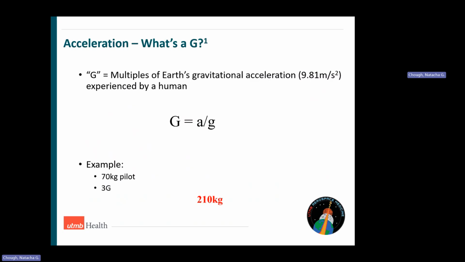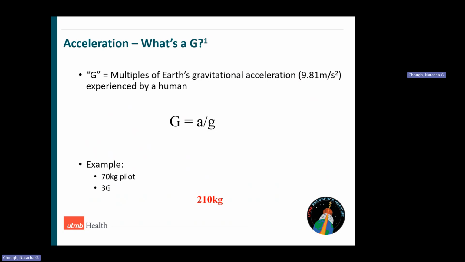To understand sustained acceleration, we need to first look at how we measure it. A G, capital G, represents multiples of Earth's gravitational acceleration experienced by a human. Earth's gravitational acceleration is 9.81 meters per second squared. So the equation for a G is capital G equals lowercase a for acceleration divided by G, the Earth's gravitational acceleration.